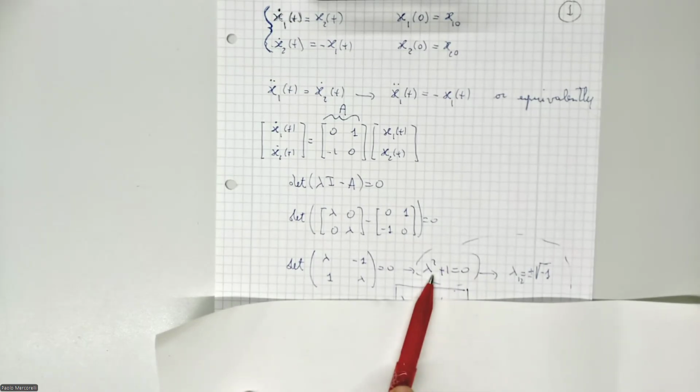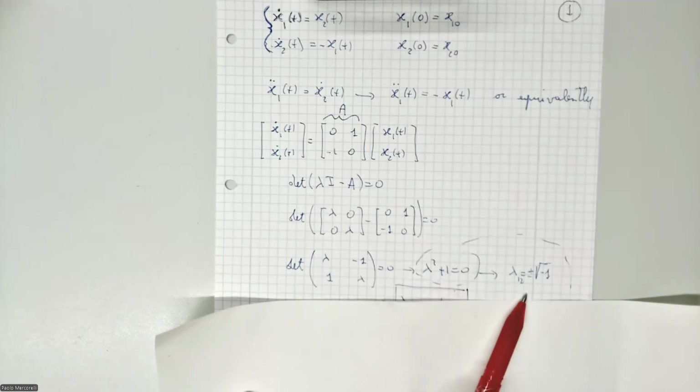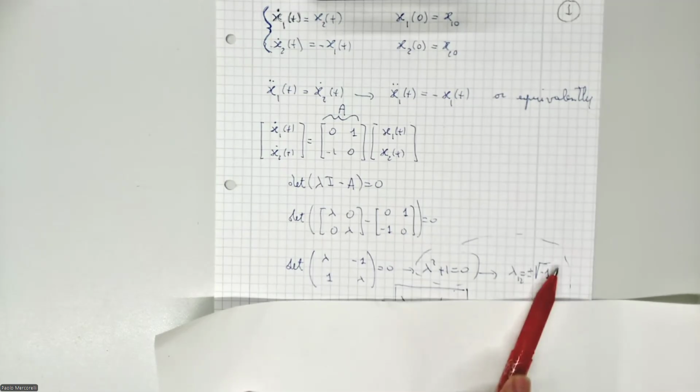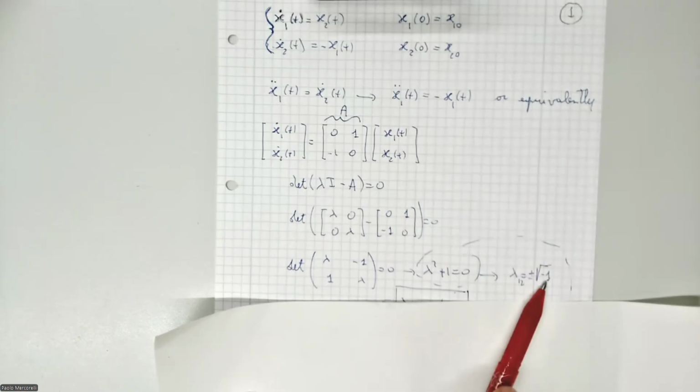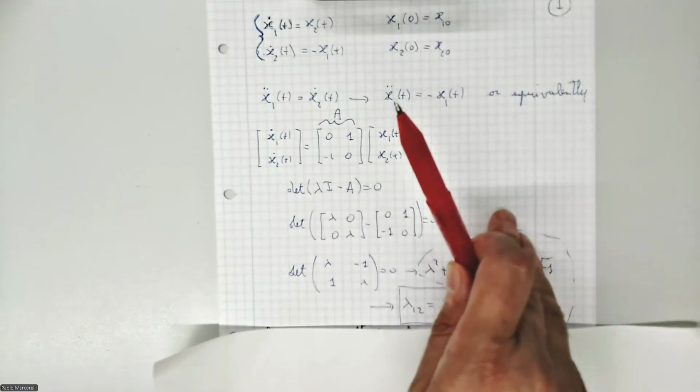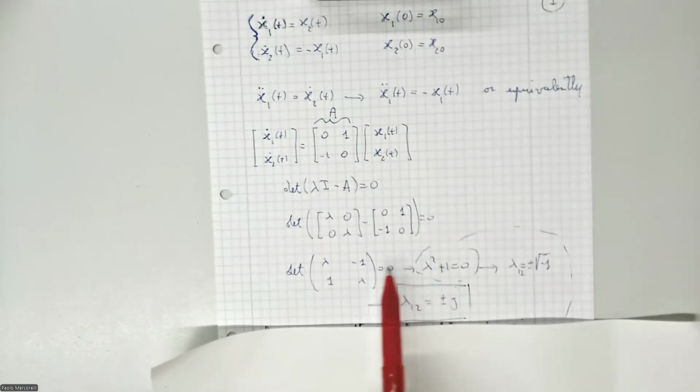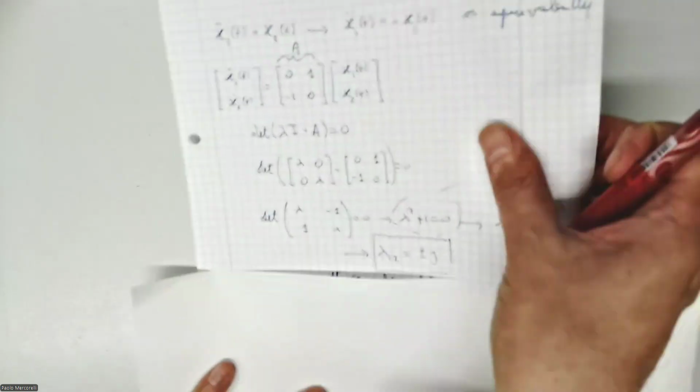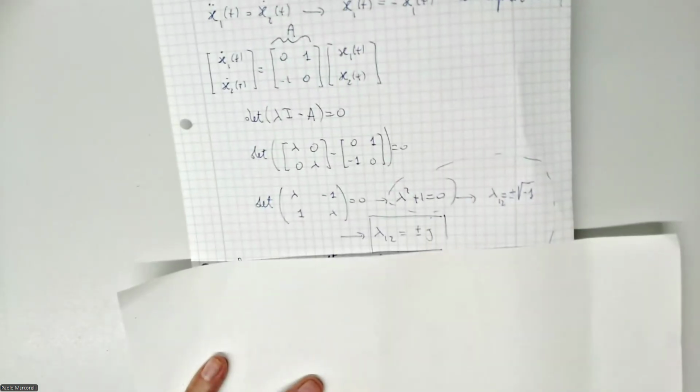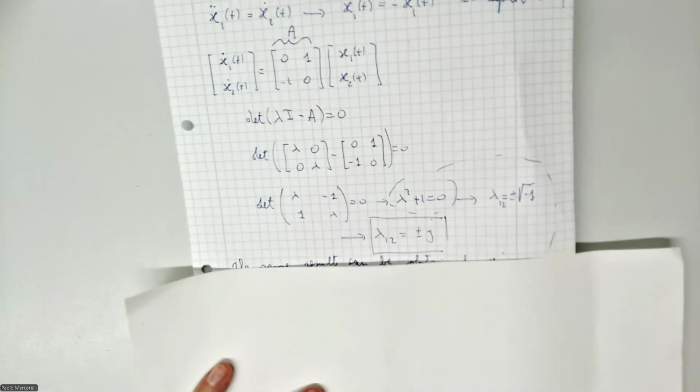From our high school, it means lambda 1,2 equals the root of minus 1, which is j, and minus the root of minus 1, which is again j. Lambda 1,2, let me write in this short form, is plus or minus j. j is the root of minus 1. It's an abstract expression, but it is.